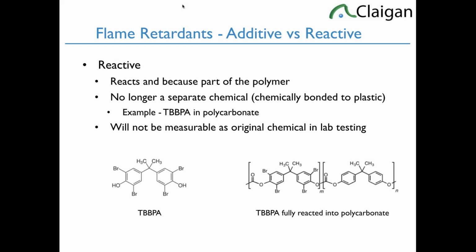So a reactive flame retardant is a flame retardant that reacts and becomes part of the polymer. It's no longer a separate chemical, it's bonded in. So tetrabromobisphenol A is a very common flame retardant in FR4, which is basically polycarbonate. So the tetrabromobisphenol A actually merges and becomes part of the polycarbonate polymer. So if you look in the bottom right, it's all merged together. Polycarbonate is really a repeating chain of bisphenol A and phosgene. Bisphenol A is the one with the two benzene rings there, and it attaches to a phosgene, which is kind of a little triangle.